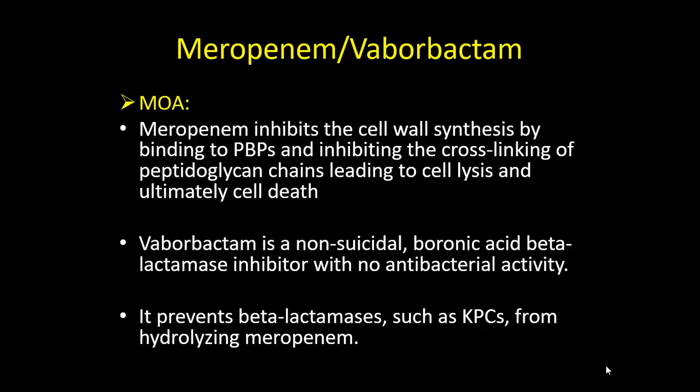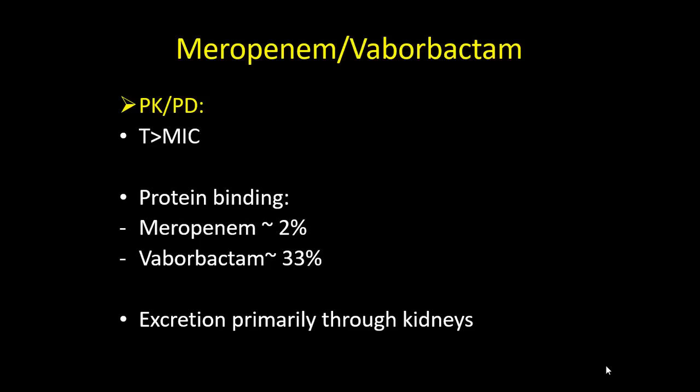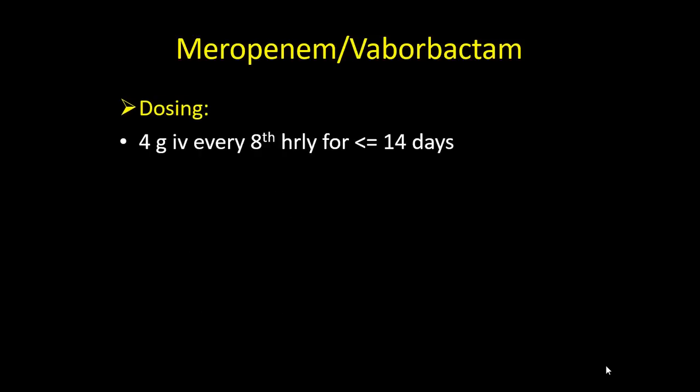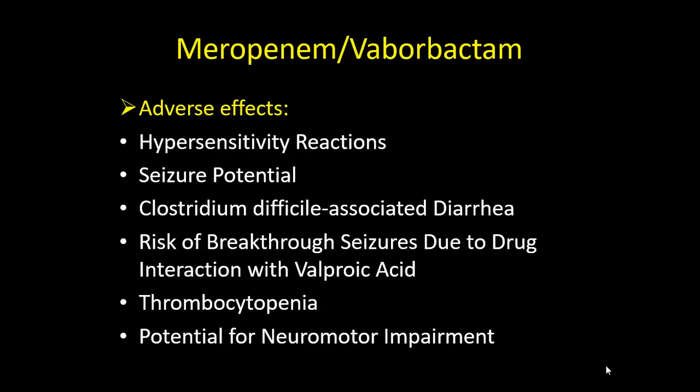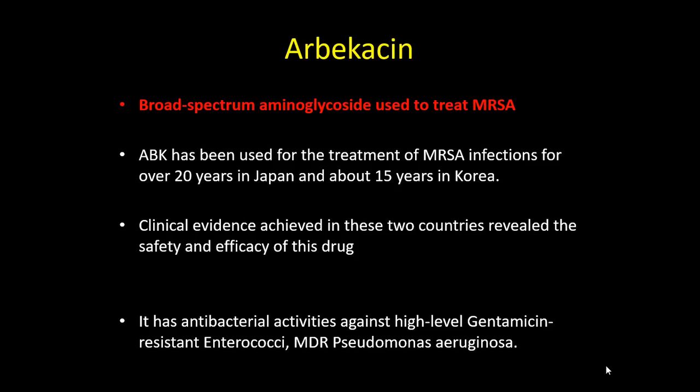Mechanism of action, inhibiting the cell wall, similar to other penems. Vaborbactam is a non-suicidal boronic acid beta-lactamase inhibitor with no bactericidal activity on its own. So it cannot be used independently other than in combination. So it prevents beta-lactamases such as KPCs. Time-dependent killing, protein binding in case of meropenem is only 2%, vaborbactam it is 33%, excreted primarily through kidneys. Usual dosage is 4 grams every 8 hours and requires renal adjustment in case of decreased creatinine clearance. Adverse effects again similar to other penems.